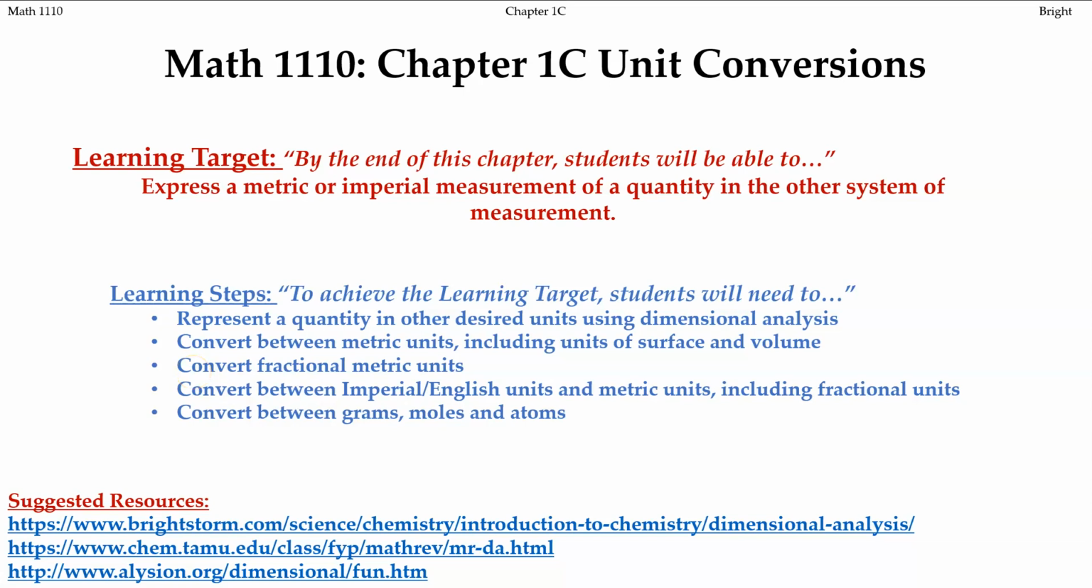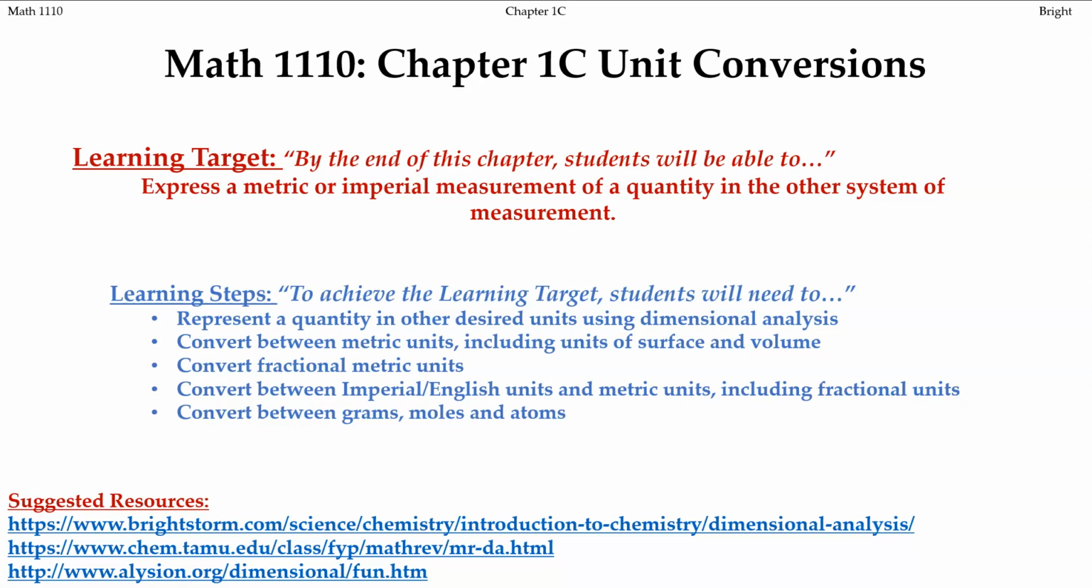We are going to continue our discussion of unit conversions, and in this chapter we're going to use what we had done in the previous section in chapters 1A and 1B as a platform to see some more interesting unit conversions. We really want to now be able to express metric and imperial measurements in the other system of measurement. That is to say, if we are working with metric units, we want to be able to express them in imperial and vice versa.